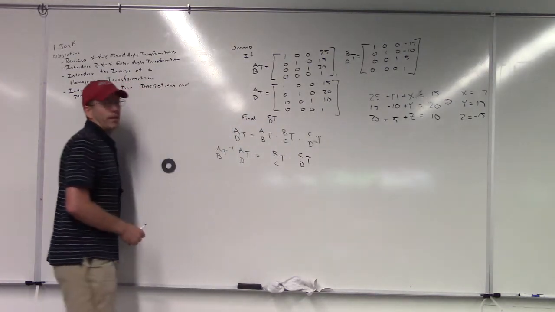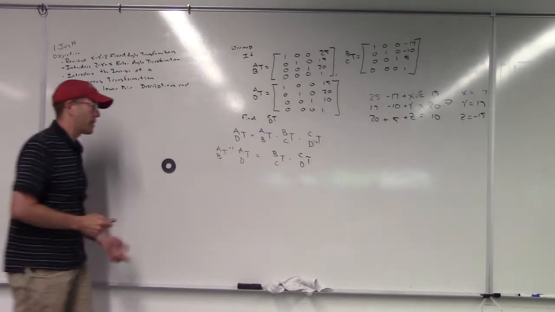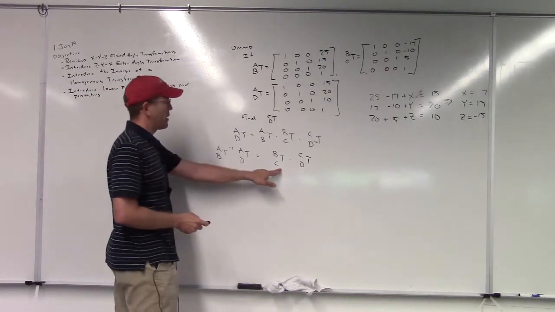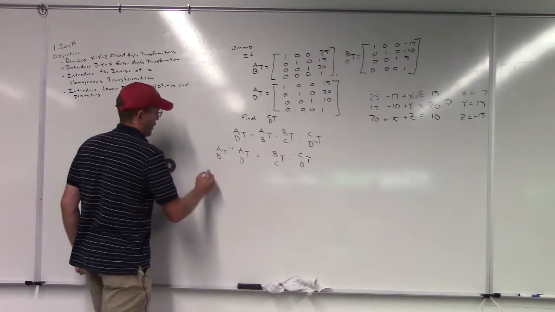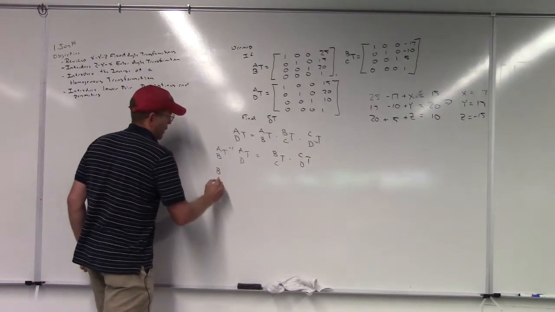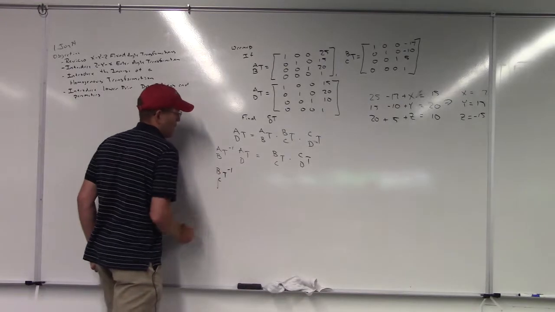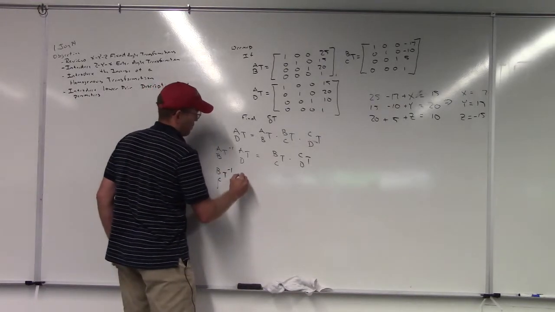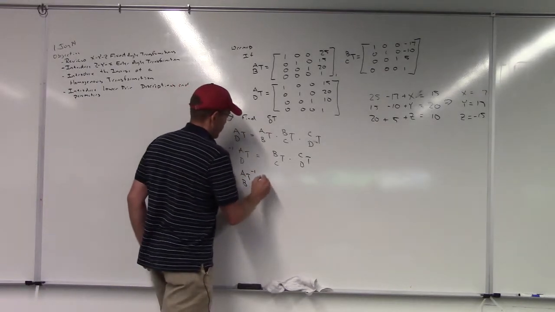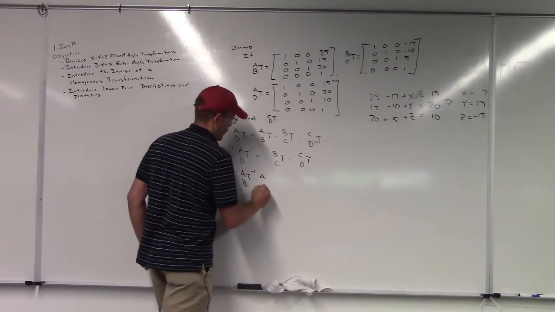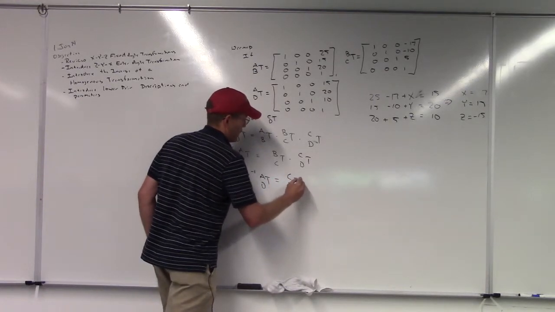And now what? Do the same thing again. Peel off this second matrix, the transform from B to C. And when we do so, we see that we end up with the transform from B to C inverted times the transform from A to B inverted times the transform from A to D, and that equals the transform from C to D.